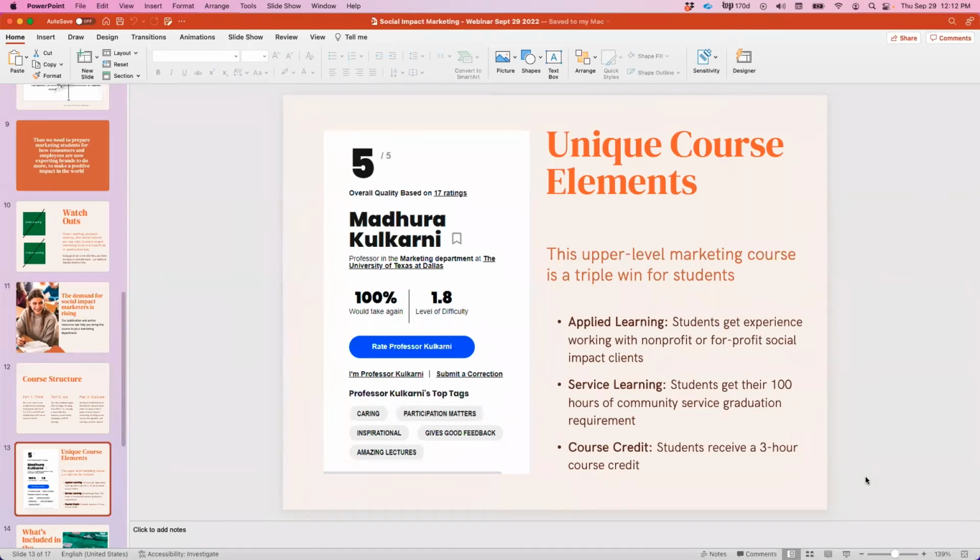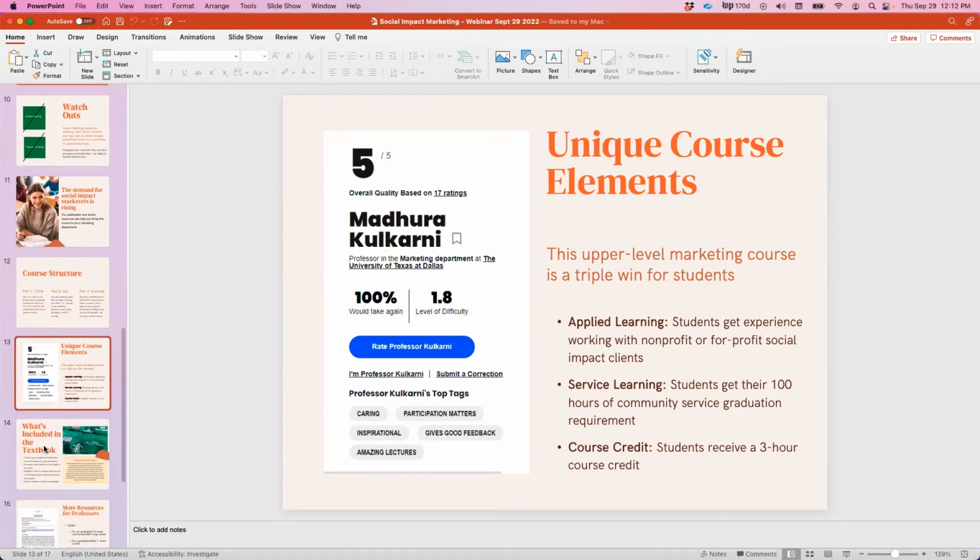There's also a service learning component. So at UT Dallas, there is a 100 hours of community service requirement for students to graduate from our business school. And this course takes care of that 100-hour requirement. So they don't have to look for other volunteer opportunities outside of this classroom. And of course, the students get course credit as well. So we have a 3-hour course credit that's assigned to this class.